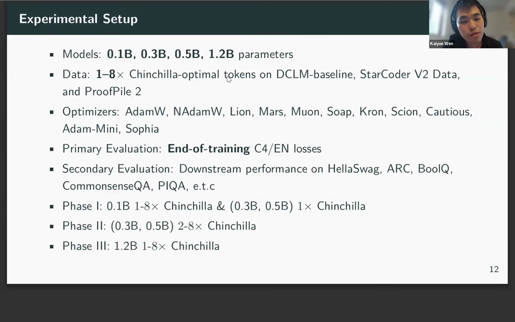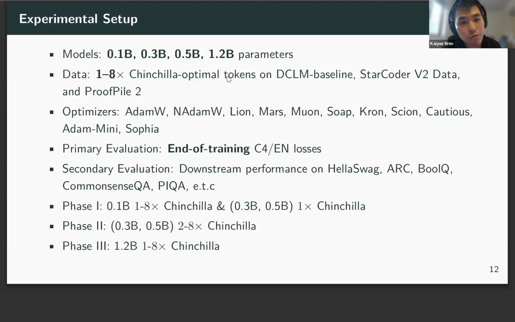So to go into the details of our experimental setup, there are four model sizes that we consider, and the architecture roughly follows the Llama architecture. And for the data, for each model size we consider 1 to 8x Chinchilla optimal tokens.